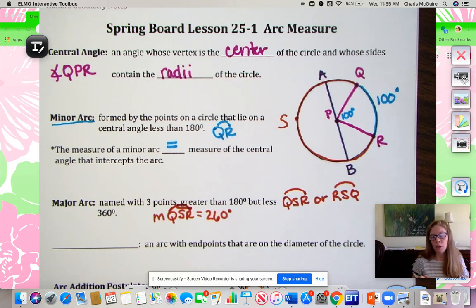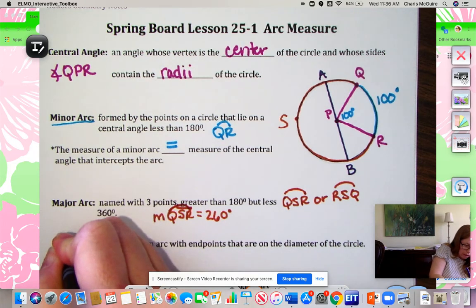What do you think we're going to call the name of it? If you said semicircle, you're correct. It's half the circle, right? Because it goes through the diameter. So semicircle is the name.